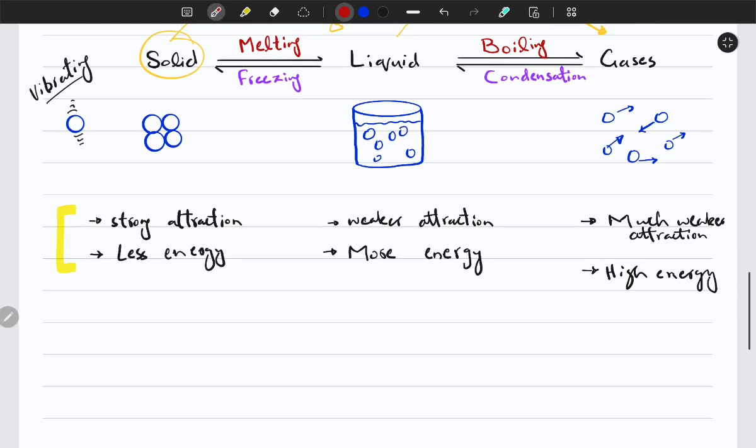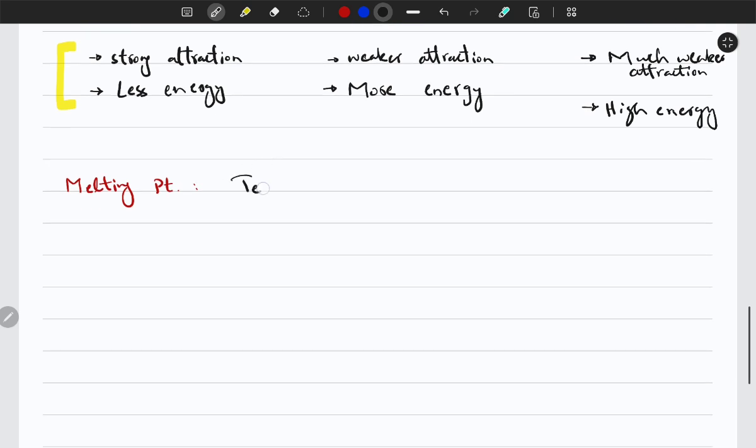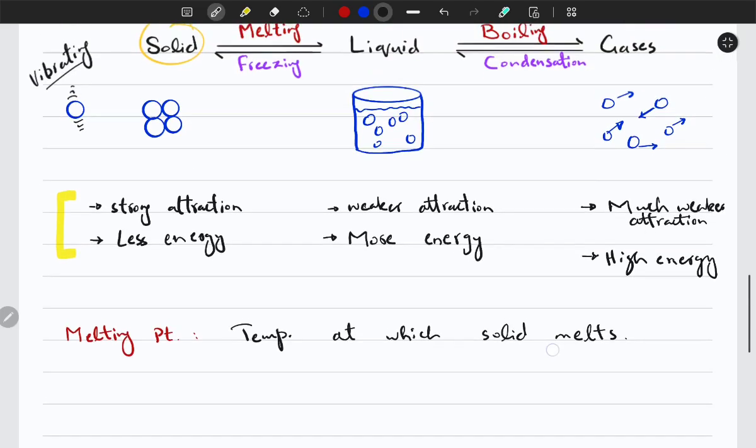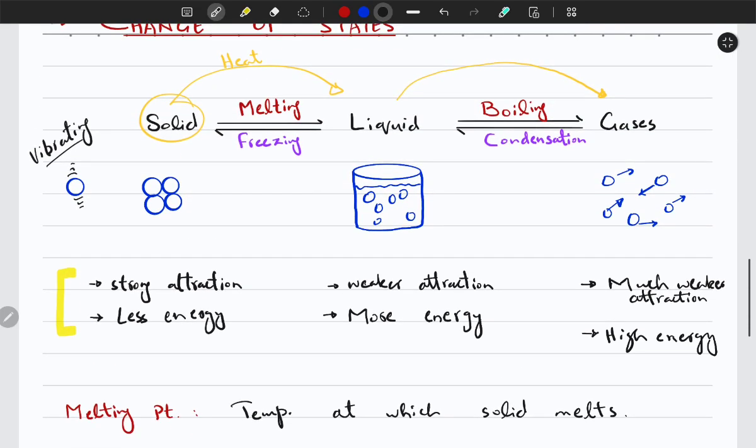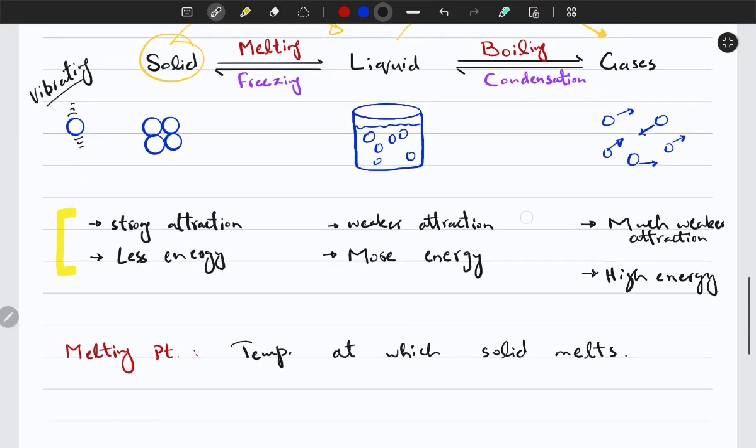Okay, let me write it here. Melting point is basically the temperature at which solid melts. It's basically the temperature at which the particles start moving freely. And then there is boiling point.